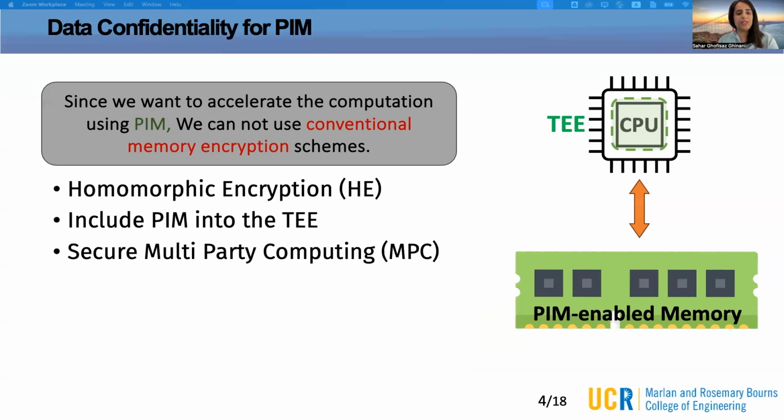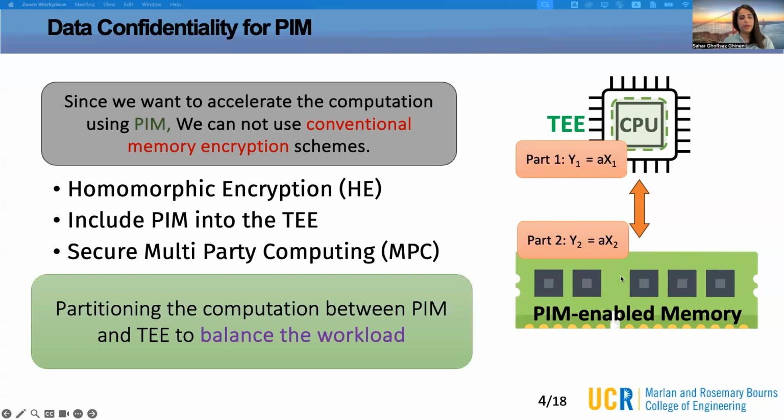The other approach is secure multi-party computing. In this kind of work, usually we split the computation between different parties, and in that case, the computation is performed securely on the data. So in this work, we're using an MPC scheme to split the computation between PIM and the TEE in a way that the untrusted party is not able to get any information about the plaintext data with only having access to a share of the data that it has, right?